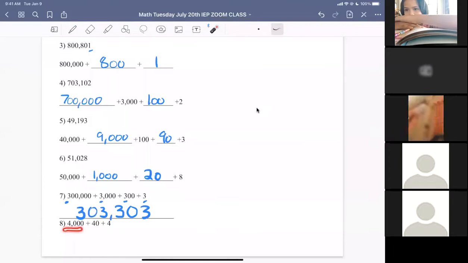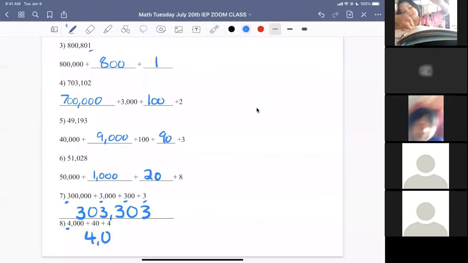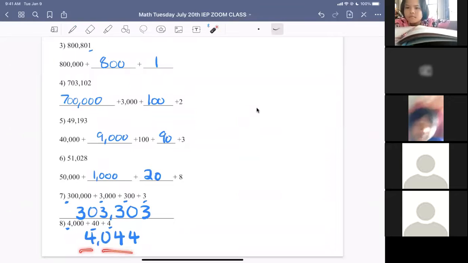Next one's pretty easy. We have 4,000 plus 40 plus 4. We're going to write the 4 first for the 4,000s. We have no hundreds, so we're going to write a 0. We do have a 10, so we're going to write a 4. We do have a 1, so we're going to write a 4. Okay. So we have 4,044. 4,000 plus 40 plus 4 is the same.